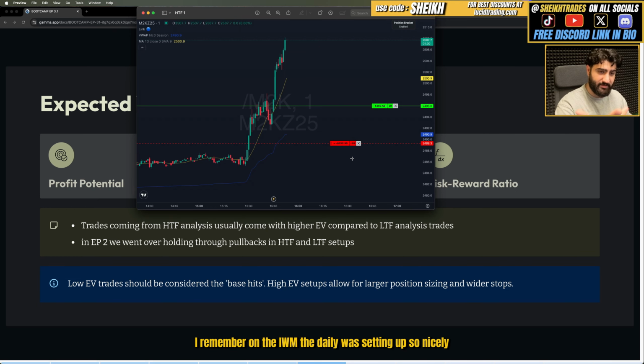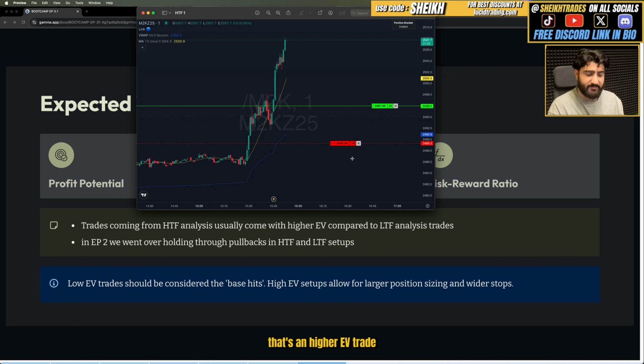I remember on IWM, the daily was setting up so nicely that I wanted to trade that massive breakout that has been forming the past 7 months, 6 months, something like that. It was a multi-base breakout. And you could see I have a wider stop loss because I remember even adding more size to this as it was going up. That's a higher EV trade.